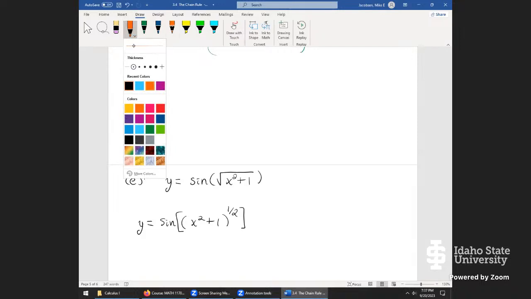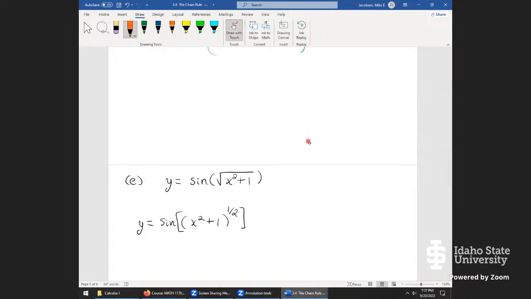Now there's 3 different functions. Color coding starts to break down at this stage, but that's okay. The sine function is the outermost function. There's a middle function. Anyone spot what it would be? Exactly. Square rooting power 1/2 function is our middle. We'll do second. And now the inner function is just the x squared plus 1 right here.